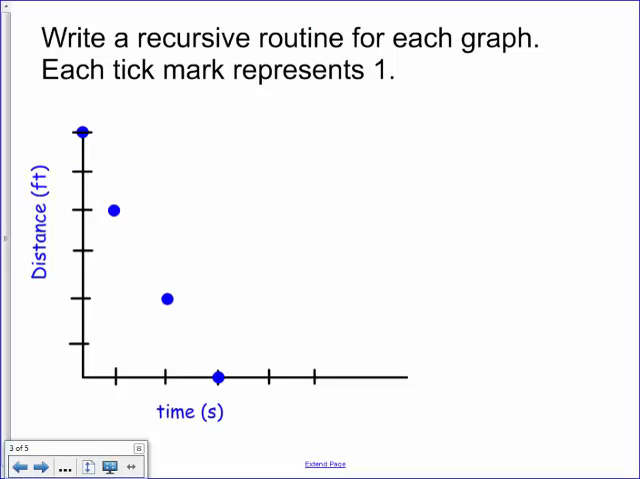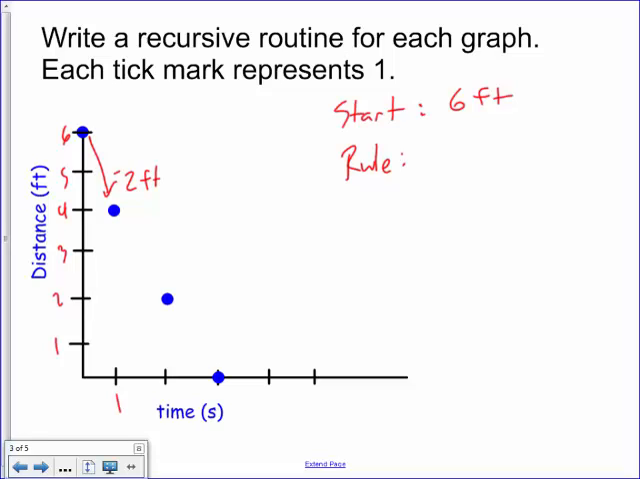Well, can we write a recursive routine for something like this? Sure. Remember recursive routine? We just put where it starts and what the rule is. So where does this guy start? This guy starts at 1, 2, 3, 4, 5, 6 feet. So we say 6 feet. And let's see, in 1 second, it went down how much? Looks like 2 feet, right? It went down 2 feet, so that's going to be a -2. So we subtract 2 feet each time. So there's our rule. Starts at 6 feet, subtracts 2 feet.